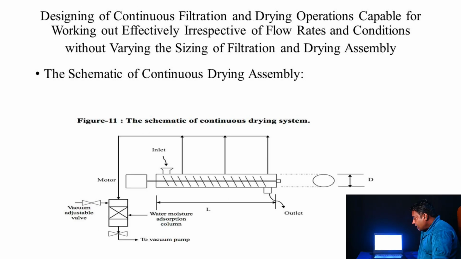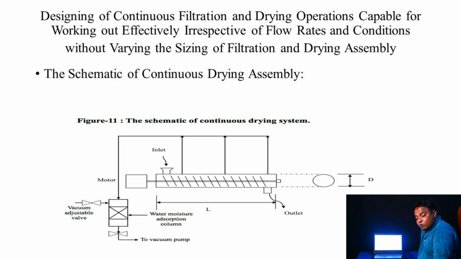If we consider the case of the drying system, the screw conveyor dryer is connected to the vacuum pump, and the vacuum adjustable valve is attached to the vacuum line. If we want to increase the drying rate, then we have to increase the vacuum strength inside the screw conveyor dryer, and that can be done by reducing the opening of the vacuum adjustable valve.